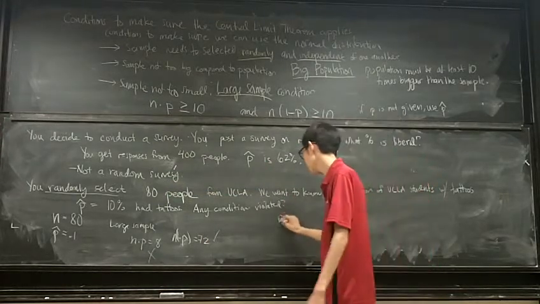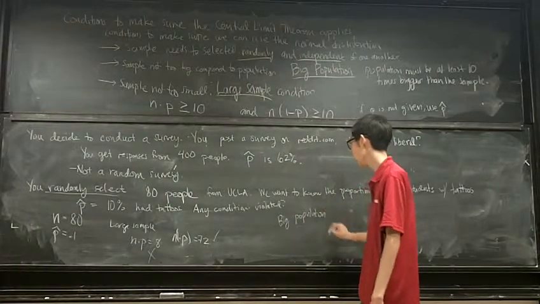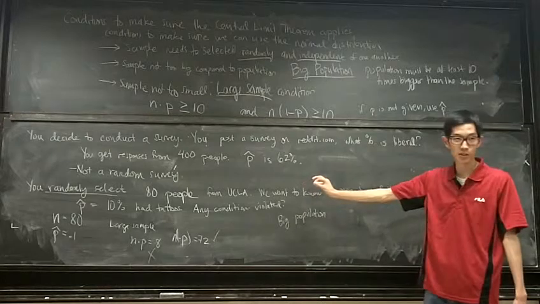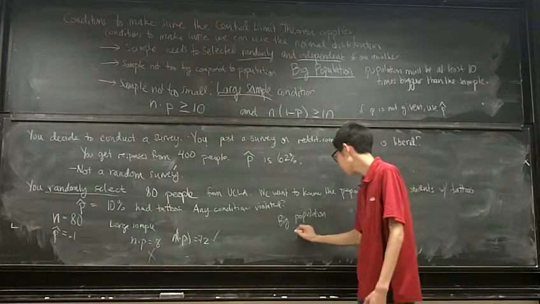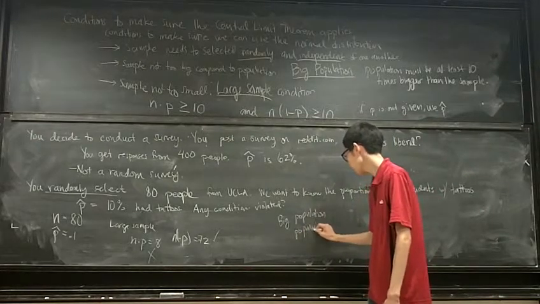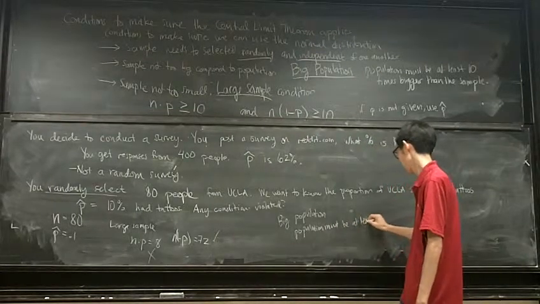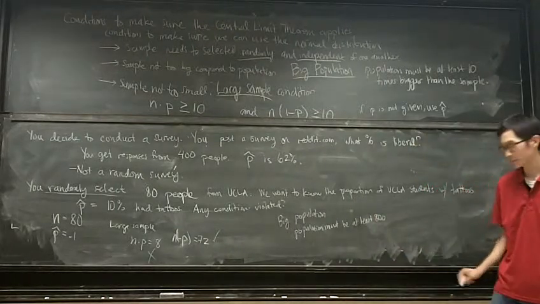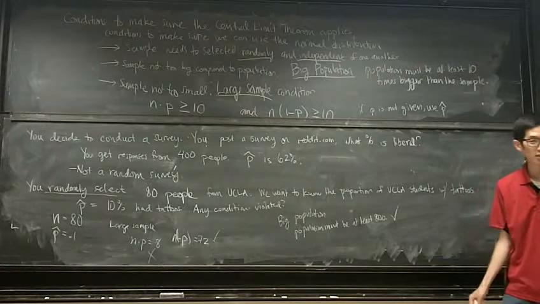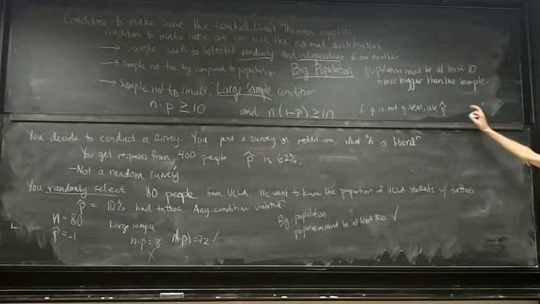And then what about big population? I did not tell you the population size. But how big does the population need to be for me to use a sample size of 80? It's got to be at least 10 times 80, so the population must be at least 800. Are there more than 800 students at UCLA? Yes, so that's met. So I have to check all three.